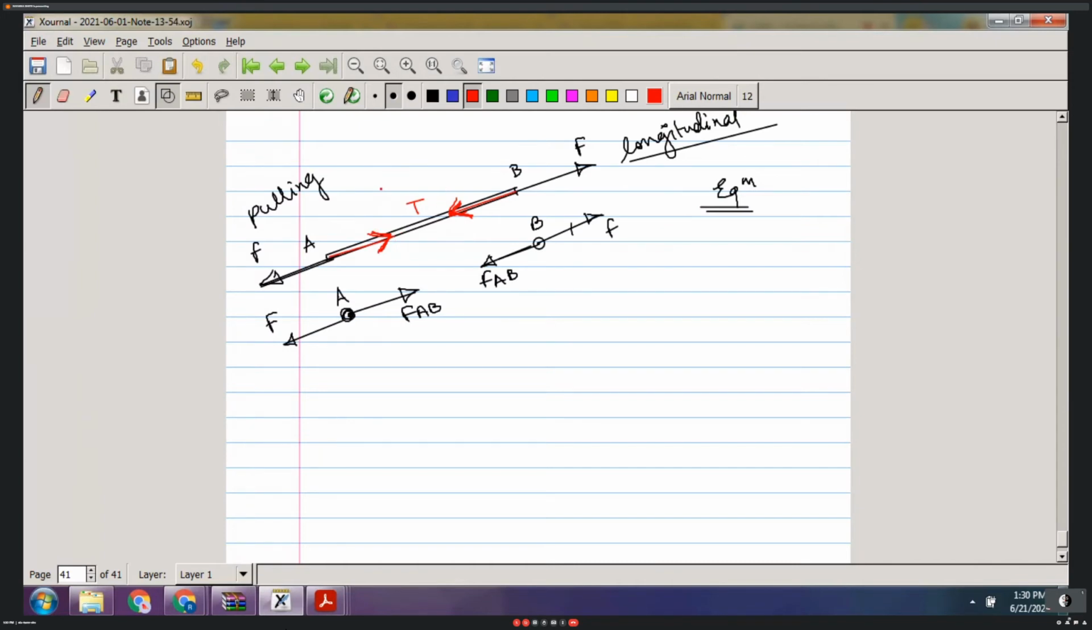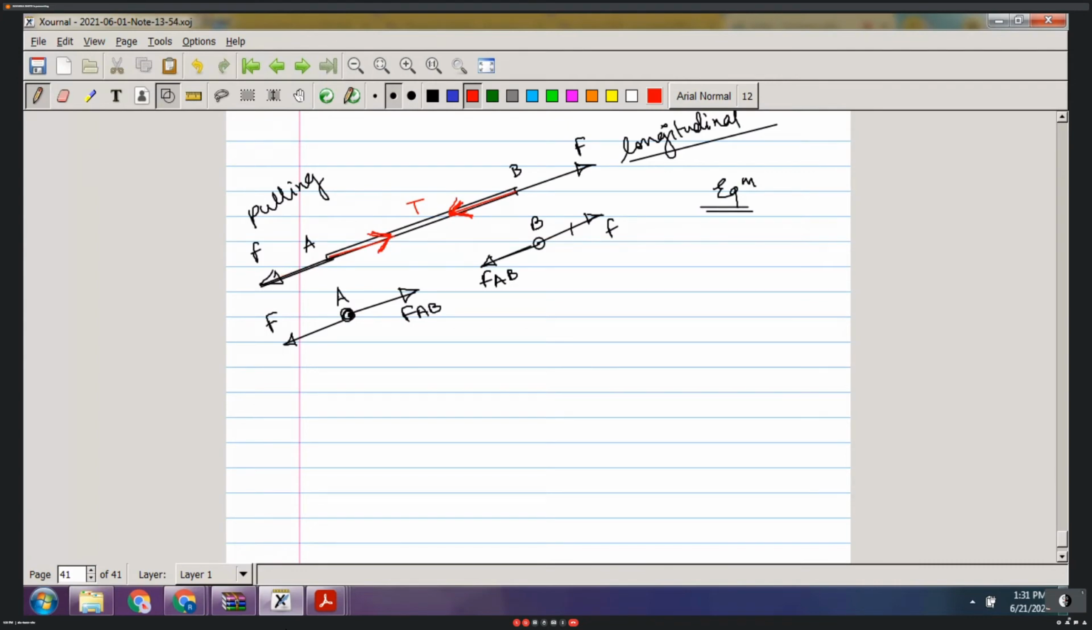This is regarding a member. Until now we have only been looking at joints. On a joint, your pulling force or tension can be shown by an arrow going away from the joint. But in case of a member, your tension can be shown as arrows towards each other to balance this externally applied pulling force. Is it clear to all?